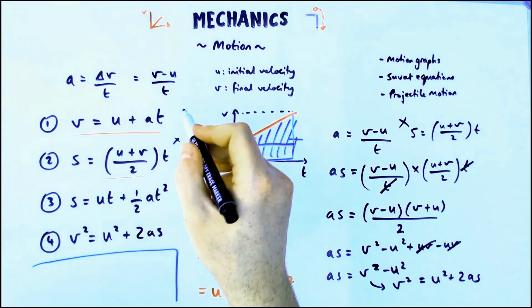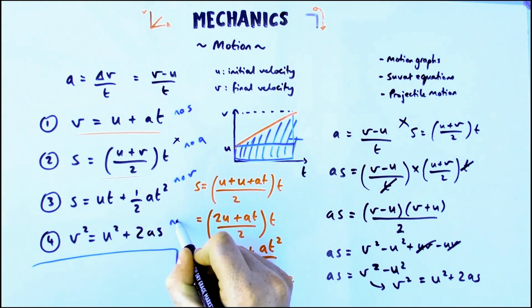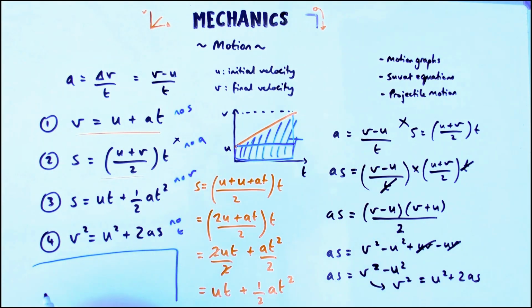Now how do you use each of those? Well, the first one you might notice has no displacement in it. So if you had two velocities and acceleration, you could find the time, for example. The second one has no acceleration, the third one has no final velocity, and the fourth one has no time. So you have to pick your equation carefully depending on what information you're given.